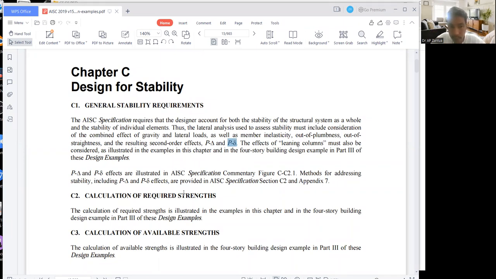Okay. So calculation of required strength, calculation of available strength. Okay. Required because we are doing this. So we will use an example of a 4-story building. So I have that document. So take note, another item, calculation of available strength.